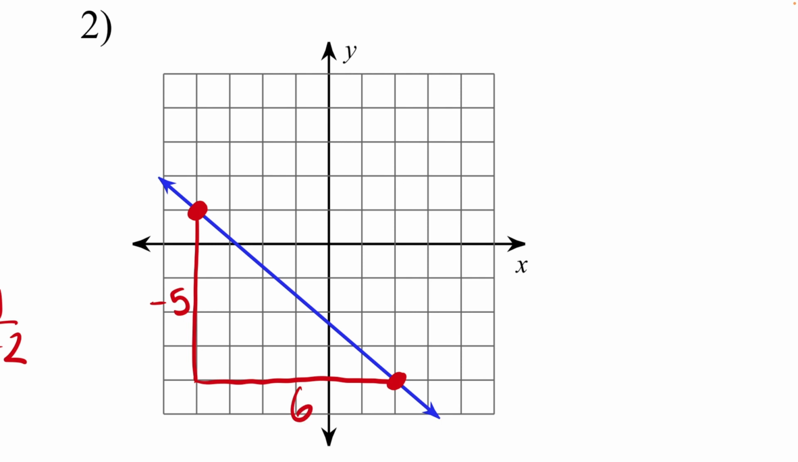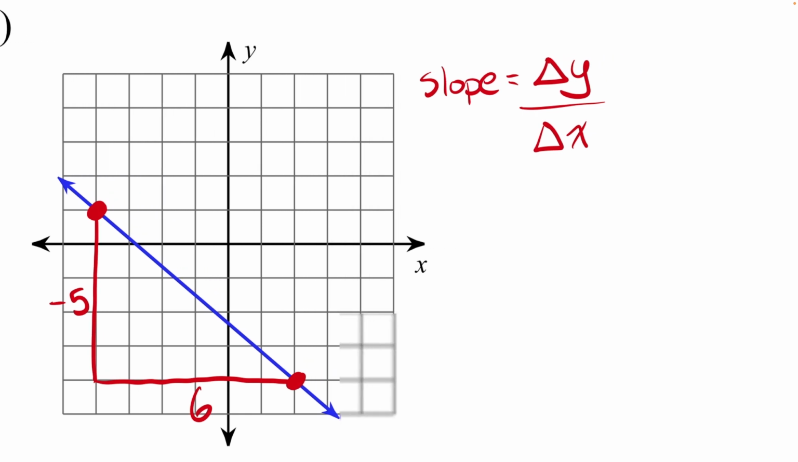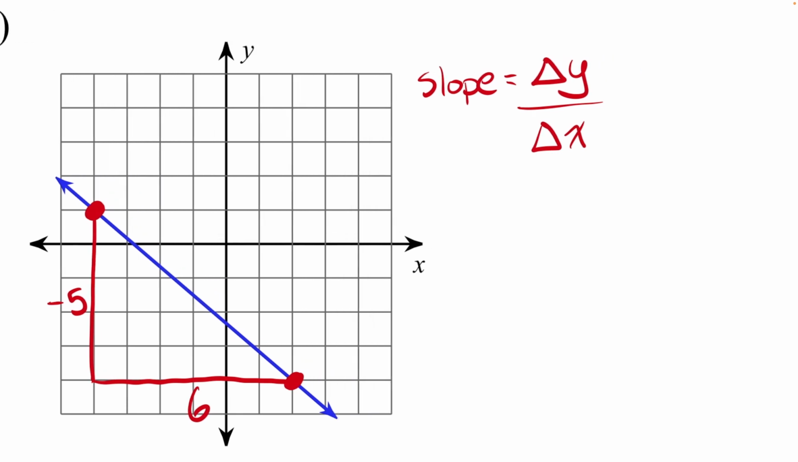And again, you're starting with your definition of slope. Slope is the change in y over the change in x. Again, as before, the change in y is how much up or down we've moved. We've moved 5 down, so that's -5. And how much we've moved in the x? 6. I can't reduce this fraction.